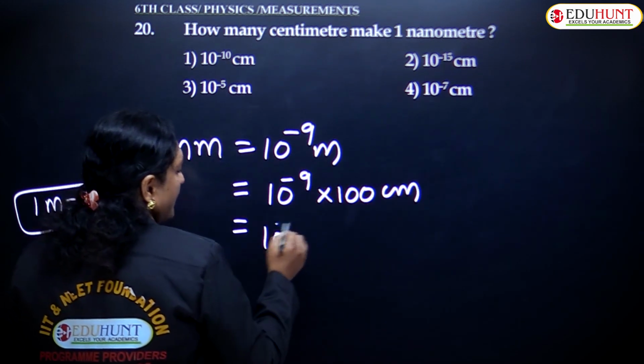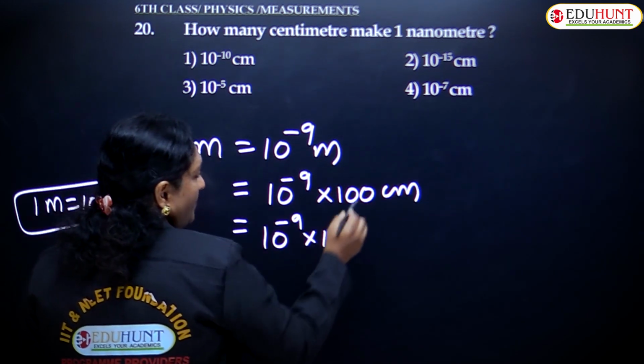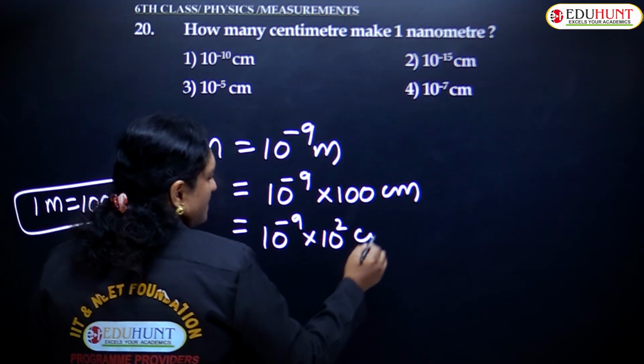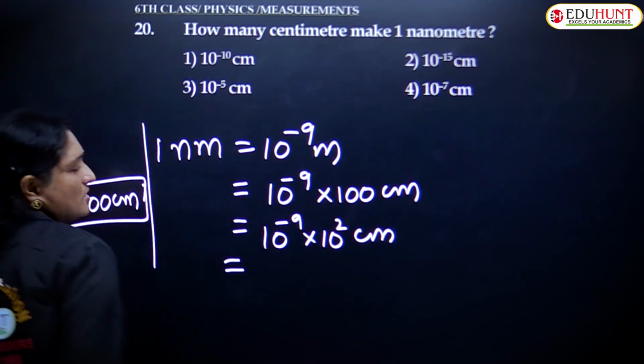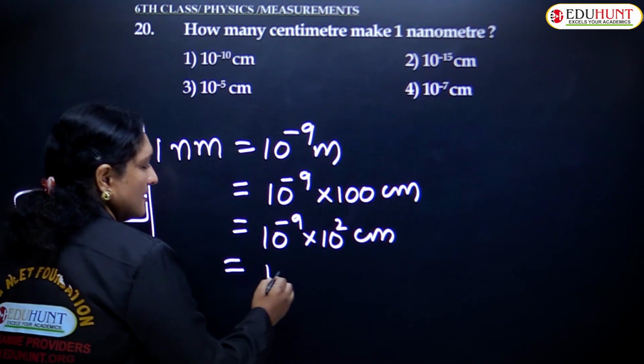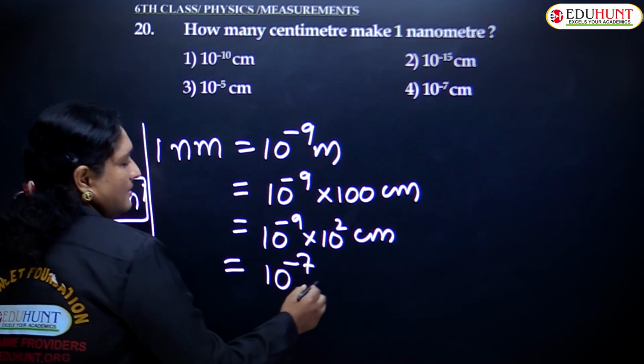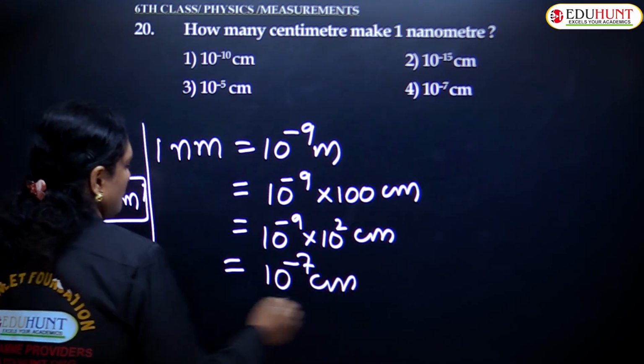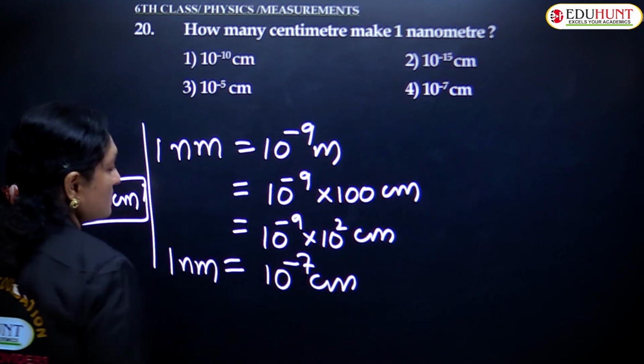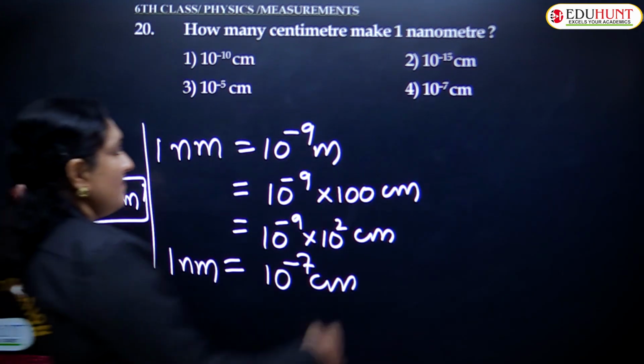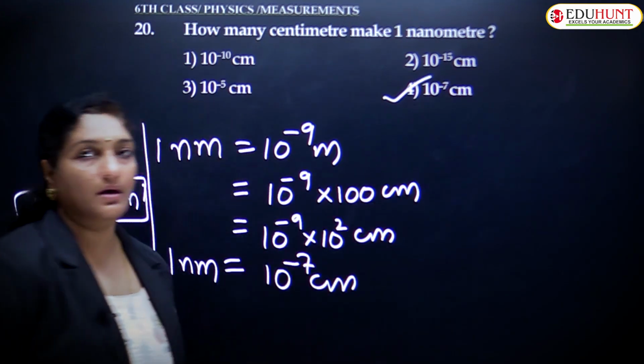So 10 power minus 9. 100 means 10 power how many zeros? 2 zeros. Minus 9 plus 2 how much? Yes, it is 10 power minus 7 centimeters. So 1 nanometer is equal to 10 power minus 7 centimeters. Here goes your answer.